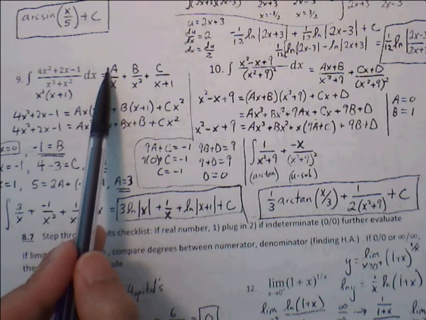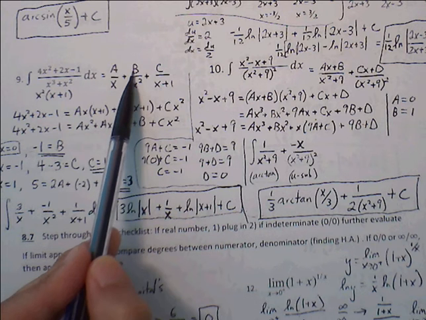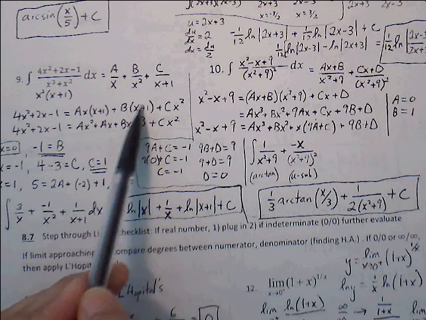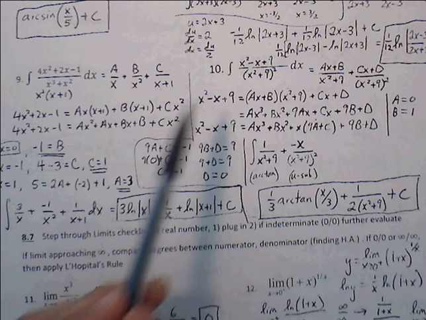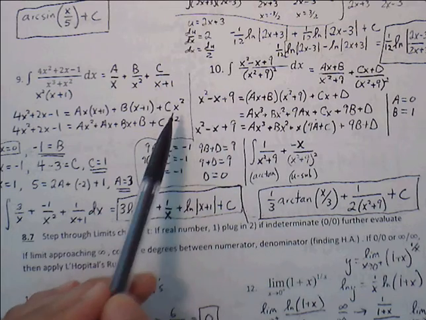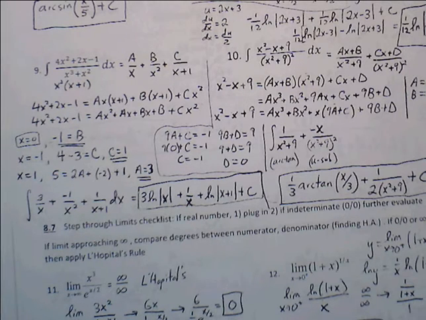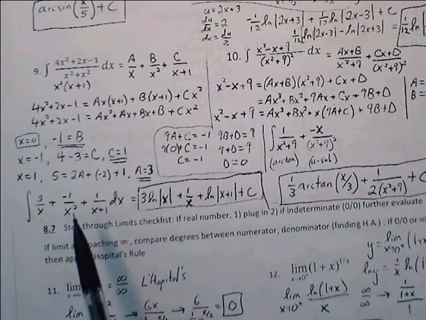If I multiply this fraction through by x squared times x plus 1, I'm left with x times x plus 1 times A. If I multiply this second fraction by the entire x squared times x plus 1, I'm left with x plus 1. If I multiply this third fraction by x squared times x plus 1, I'm left with just x squared. So now we want to identify convenient x values that will allow us, step by step, to solve for each of the A, B, and C.